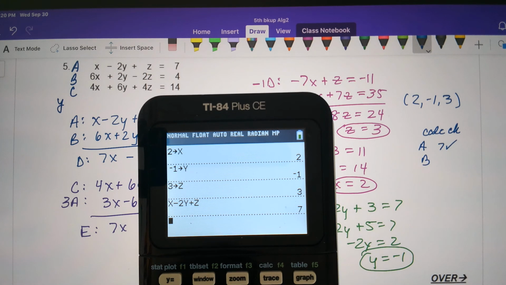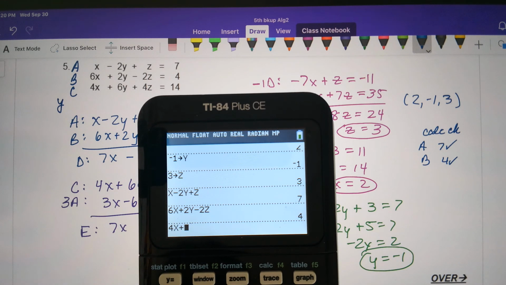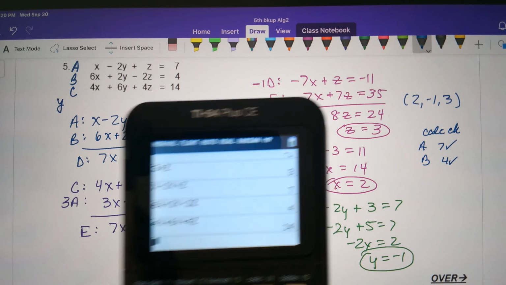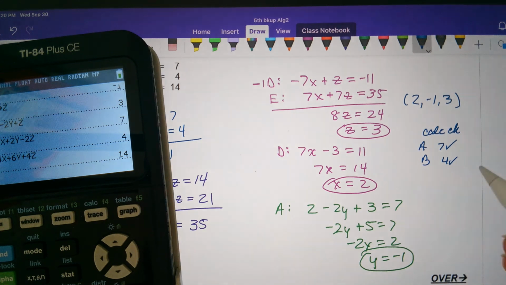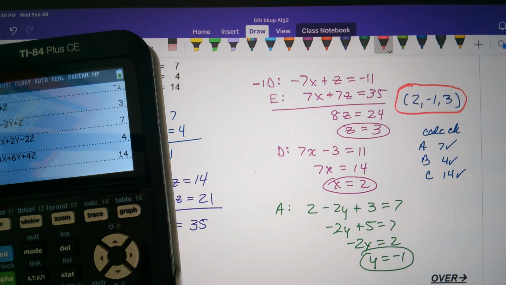Now I'll just type in B, 6x plus 2y minus 2z is 4, that checks. And 4x plus 6y plus 4z is 14. So this is our answer, and we know it is correct because it checked.